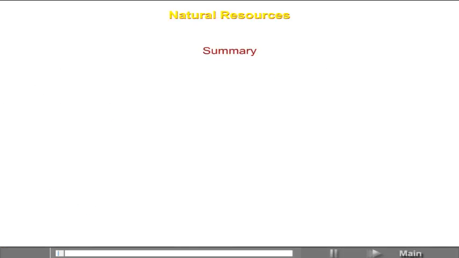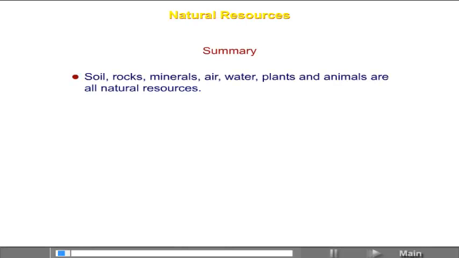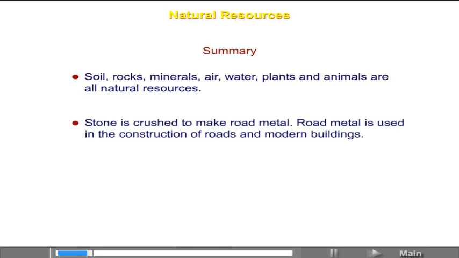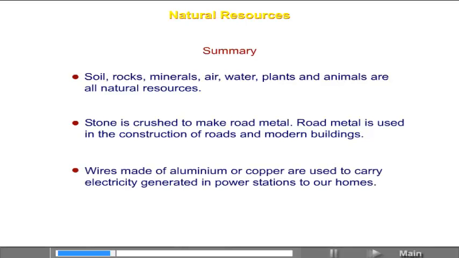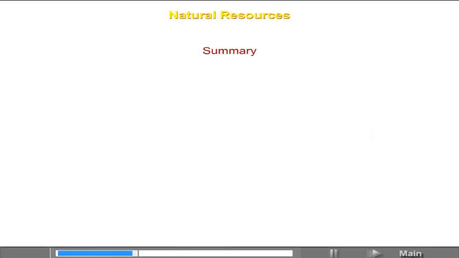Chapter 7 Natural Resources. Soil, rocks, minerals, air, water, plants and animals are all natural resources. Stone is crushed to make road metal. Road metal is used in construction of roads and modern buildings. Wires made up of aluminum or copper are used to carry electricity generated in power stations to our homes.